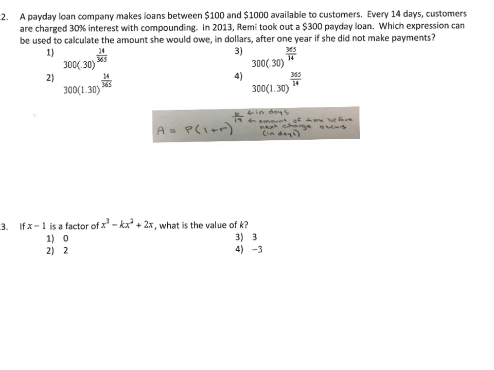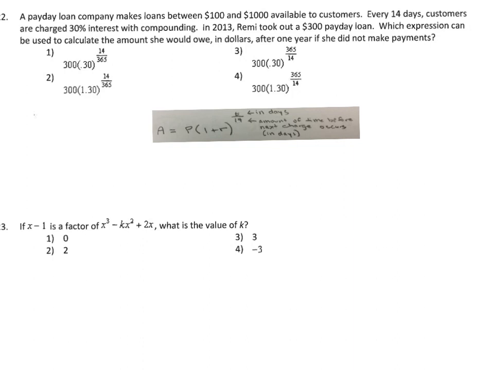Okay, well, what's happening here is we're going to be using our exponential growth formula because they're charged 30% interest, right? The account is growing. What they're going to owe is growing. So this is our exponential growth formula. But instead of just dividing by t like we normally do, here we're going to have to divide by the time that has passed divided by 14 because every 14 days customers are charged interest.